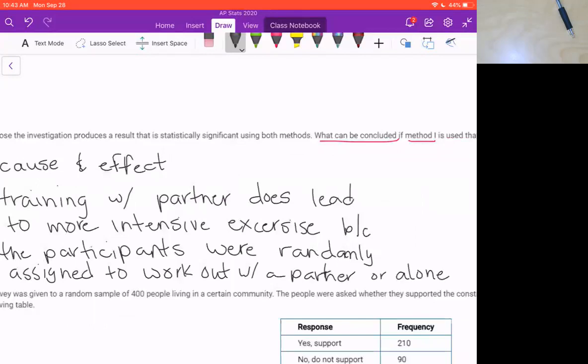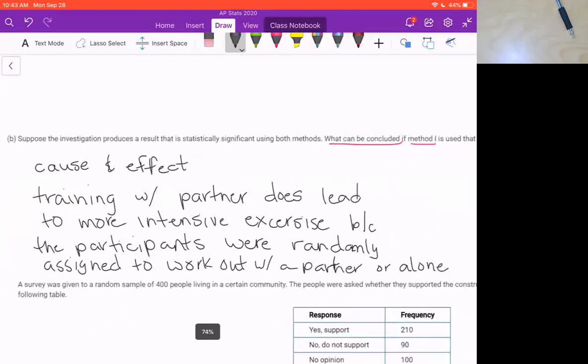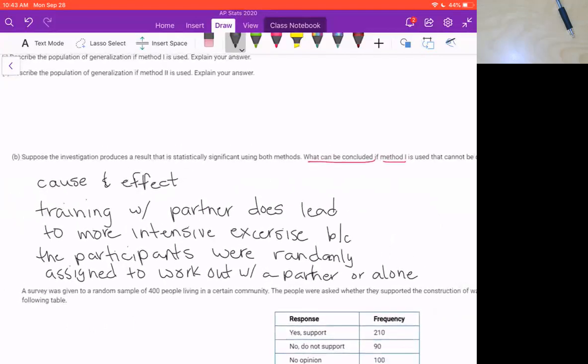Okay, and a lot of you guys did not explain that well. So it did say why. Method 1 is an experiment, and that's great. You could say it's an experiment, but you still have to explain why. Why does an experiment allow you to use cause and effect? It's because the participants in the experiment are randomly assigned to their treatments. That's what makes an experiment allowed to use cause and effect.